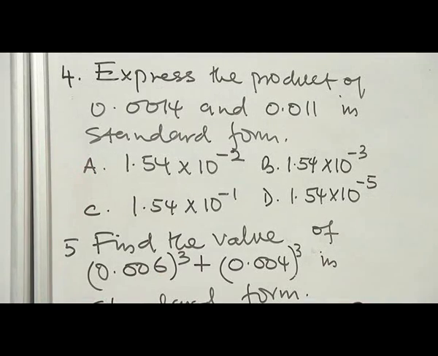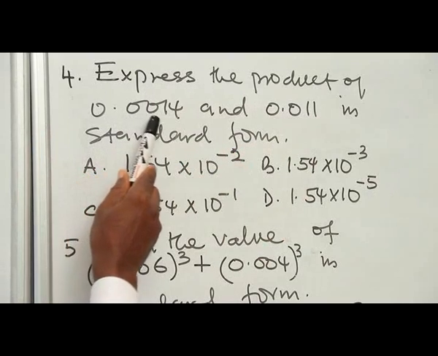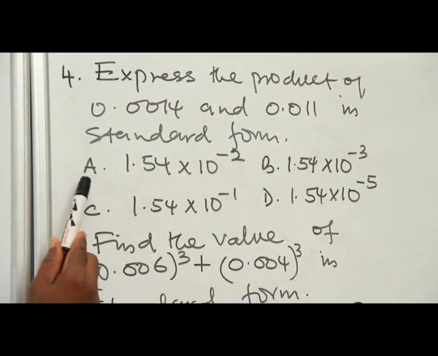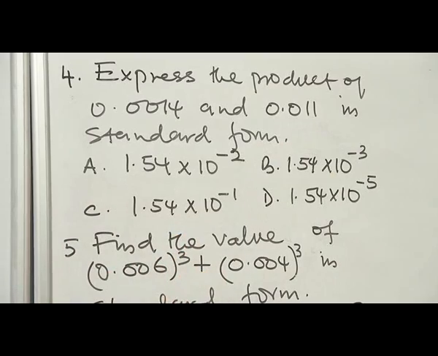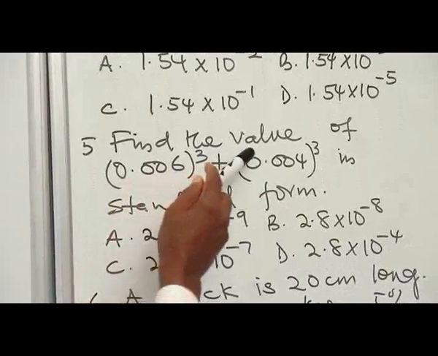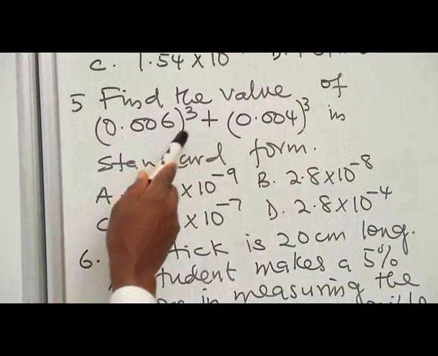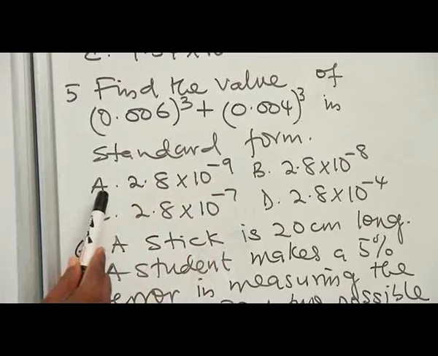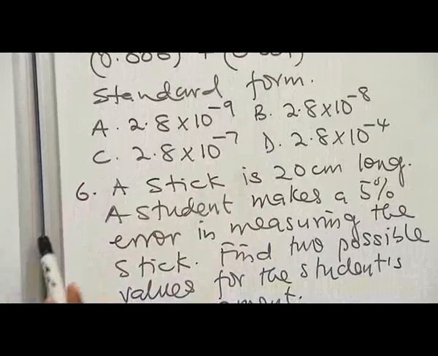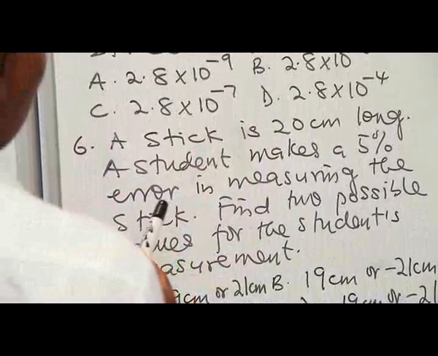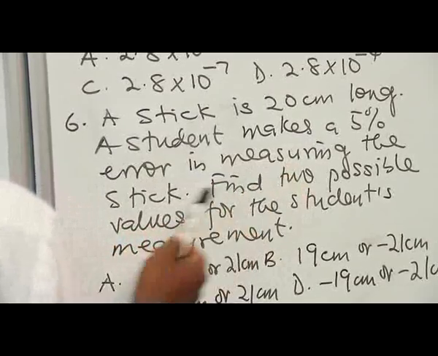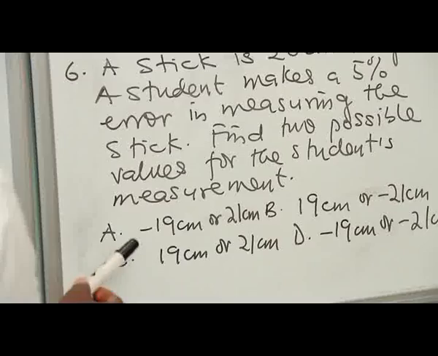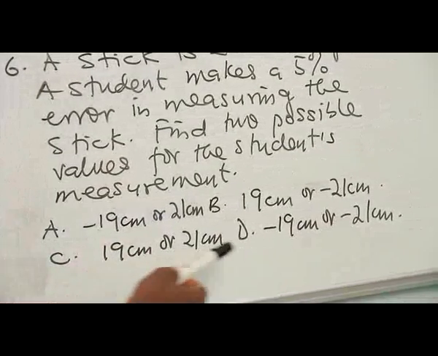Question number 4. Express the product of 0.0014 and 0.011 in standard form. We have options A, B, C, and D. Question number 5. Find the value of 0.006 raised to power 3 plus 0.004 raised to power 3 in standard form. We have options A, B, C, and D. Number 6. A stick is 20 centimeters long. A student makes a 5% error in measuring the stick. Find the 2 possible values for the student's measurement. We have option A, B, C, and D.